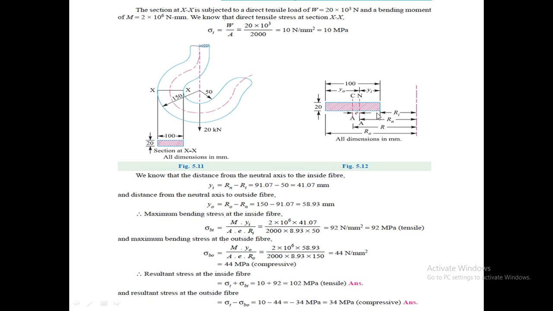At the inside edge, we can see that it has 102 megapascals, whereas on the outside edge, or near the outside fiber, the stress is around 34 megapascal.